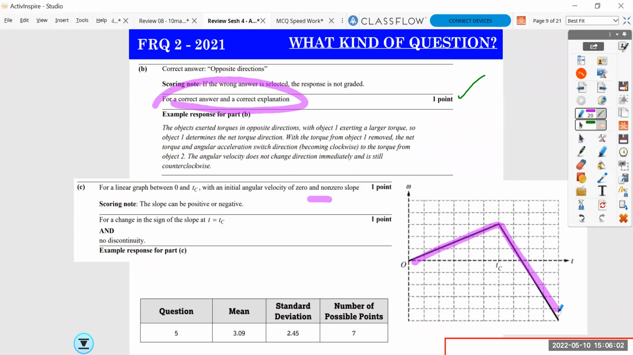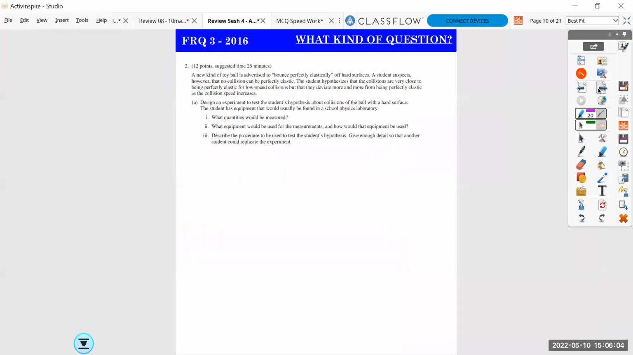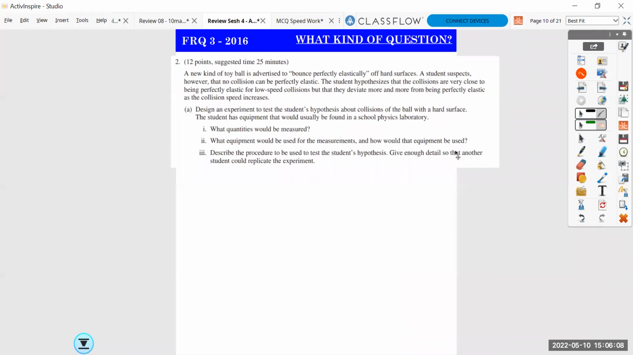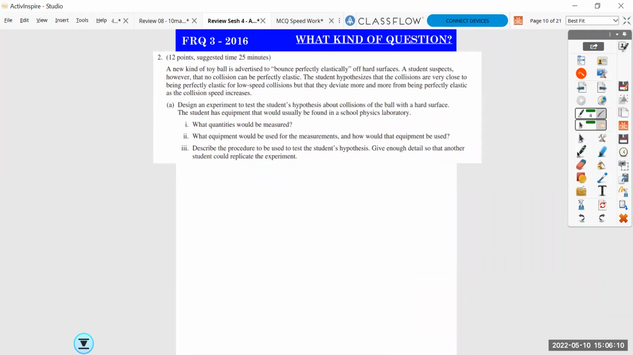All right, that one was okay. That one was all right. This one is a little stranger, but I do like it. Here we have a new kind of toy ball, as they say, that somebody claims bounces perfectly elastically.